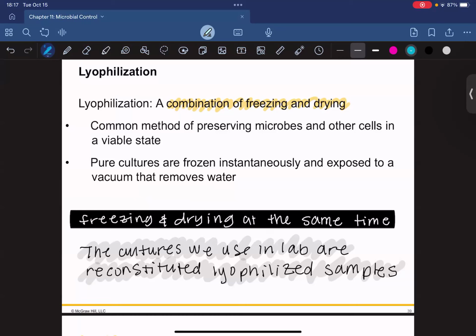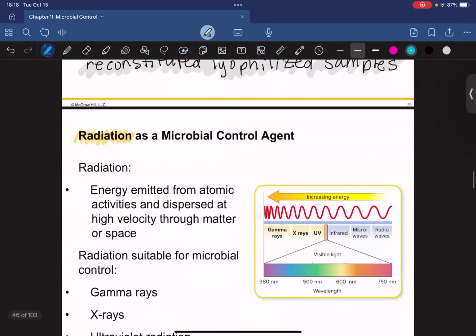If you've ever seen those glass vials that you have to go in through the rubber at the top and add a liquid in order to resuspend it, I kind of like them. They're sort of satisfying, how quickly they'll reabsorb the liquid, but that's because they were lyophilized. And all of the samples that you guys use in lab were lyophilized and reconstituted. So it's cool. So freezing and drying at the same time, it's good for preservation, but not for really killing.